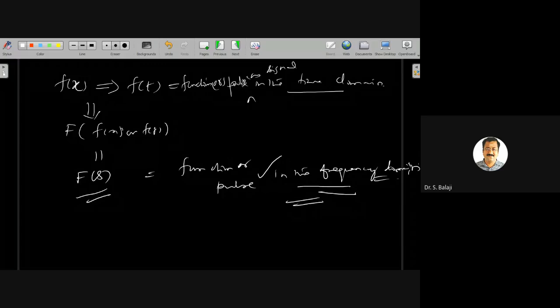Therefore, instead of asking find the Fourier transform, they may also ask like this: find the function in the frequency domain, which means Fourier transform. Similarly, reconstruct the pulse in the time domain means it will be treated as an inverse Fourier transform. You can remember that.